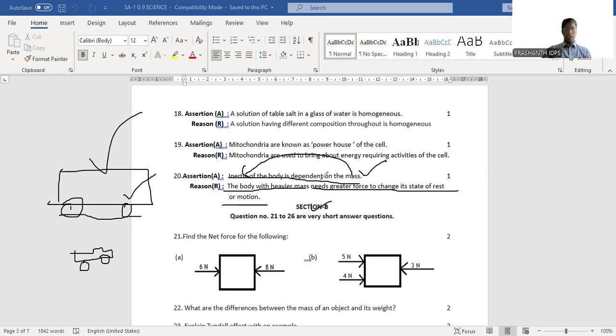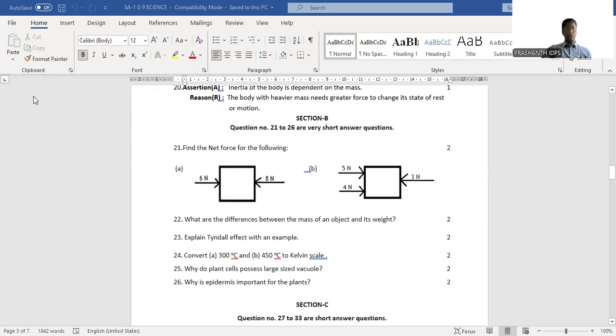So both are correct. Here we are talking about inertia and mass: inertia depends on mass, and both statements are interrelated. So both are correct, and the reason is a correct explanation of the assertion. So the option will be A. Okay, fine. Now coming to the next question, the 22nd one.